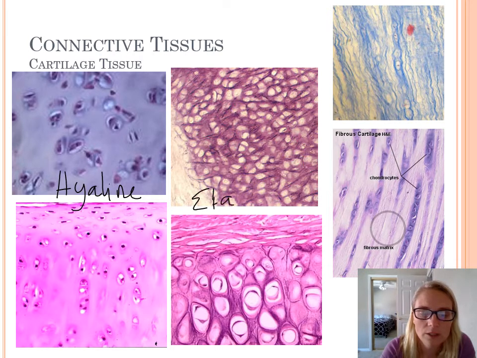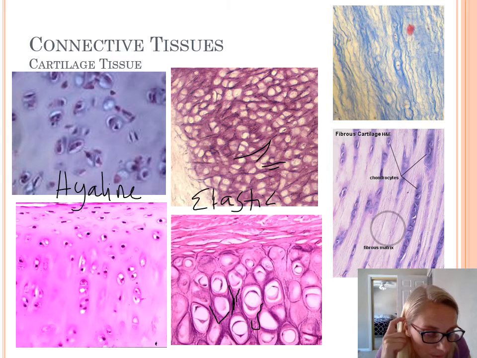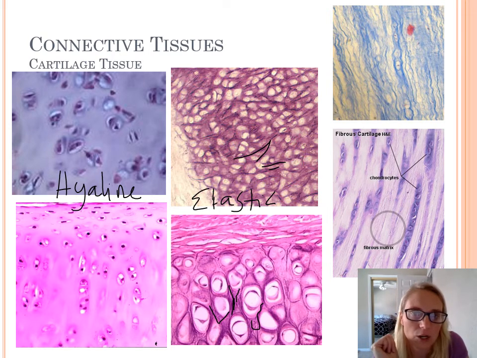This cartilage is called elastic. And it is called elastic because you can see all these little black lines, all these fibers in here, all these little stringy things. That's elastic fibers, and it gives flexibility. This flappiness of my ear, that's because that structure of my ear is made out of elastic cartilage.